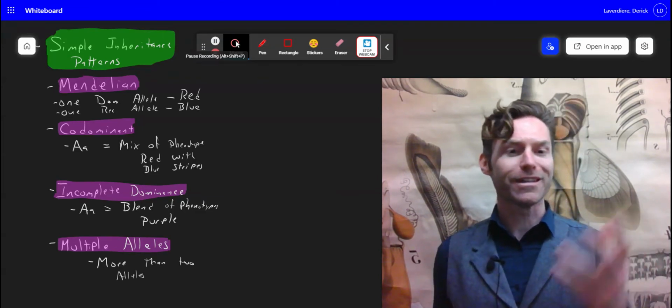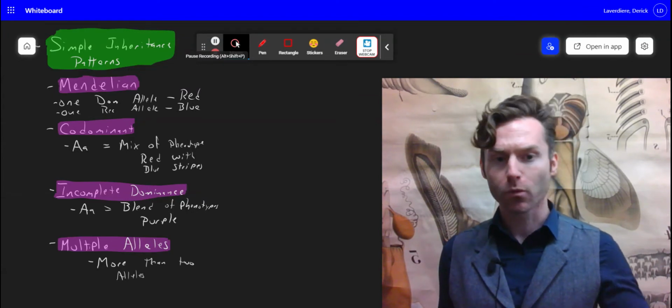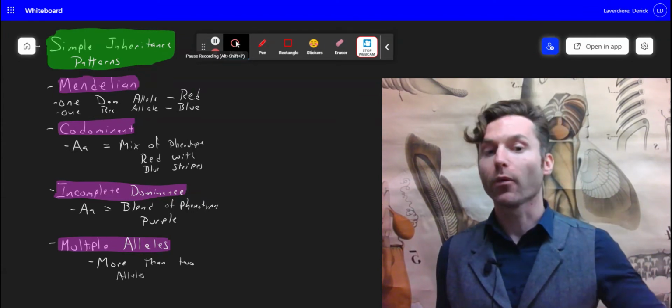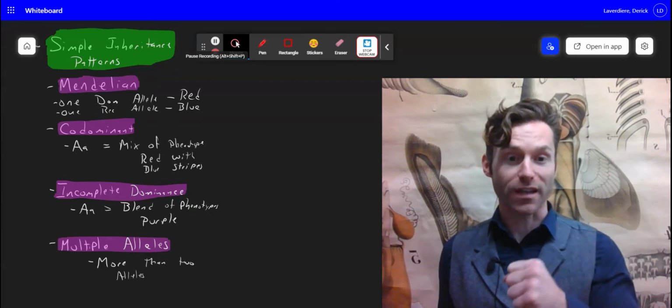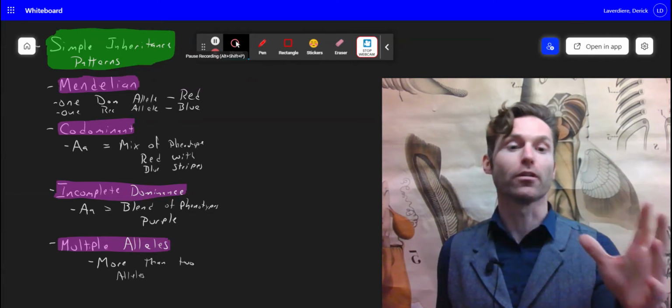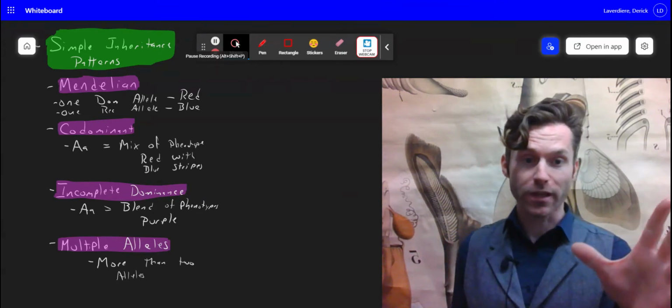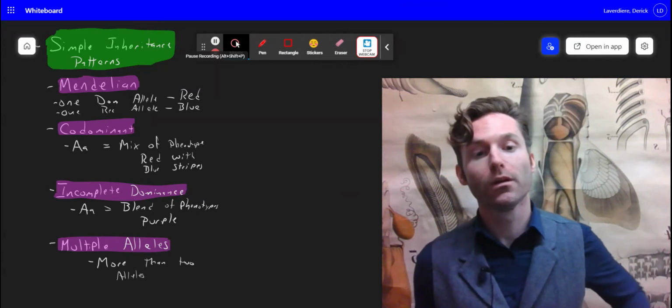And so in Mendelian inheritance, we have one allele that is dominant and we have one allele that is recessive. The dominant always overpowers the recessive. That's it. Mendelian inheritance. Okay.